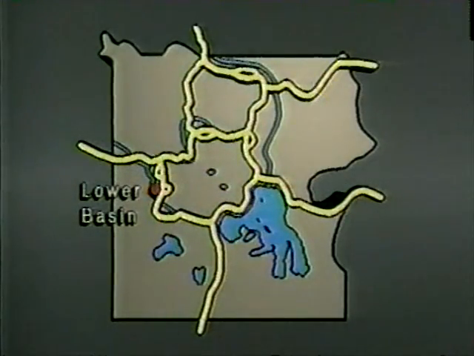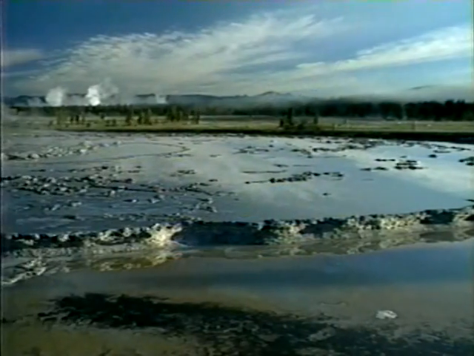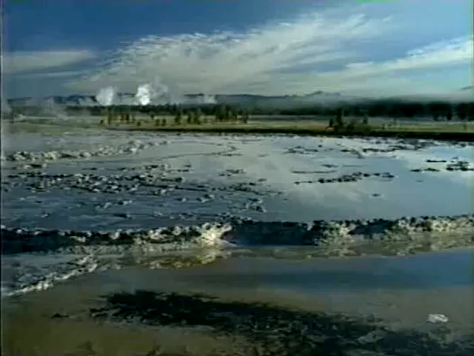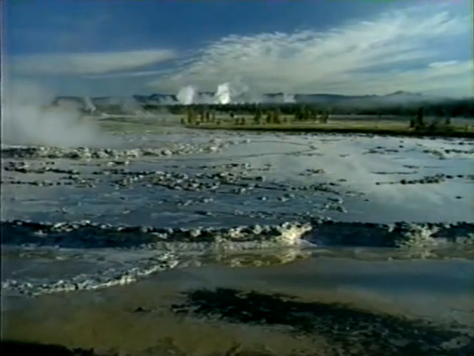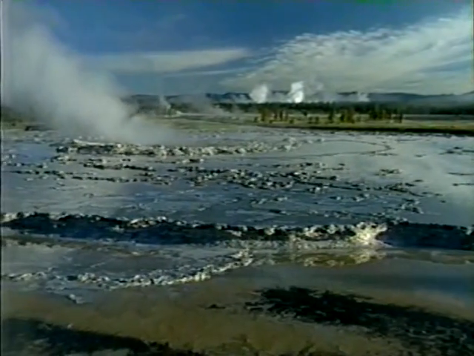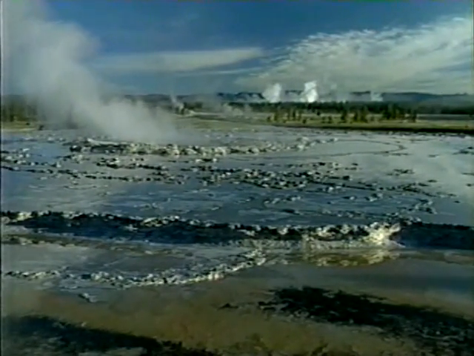The Lower Geyser Basin is the largest in Yellowstone, covering more than 12 square miles. There's a large variety of thermal features in this area. One of the most beautiful is Great Fountain Geyser. Its immense geyserite platform is impressive even when it's not erupting.